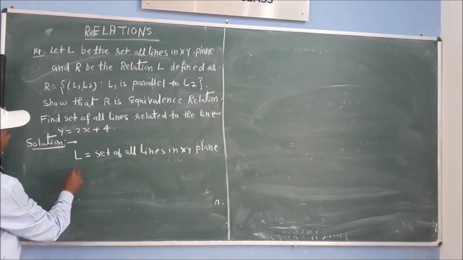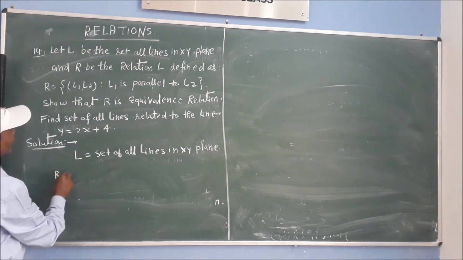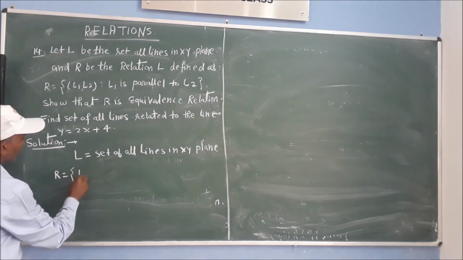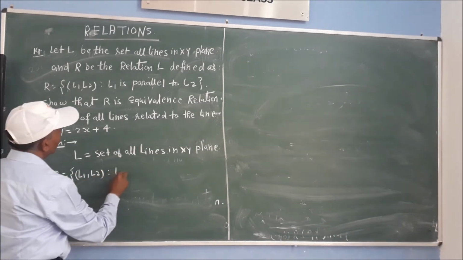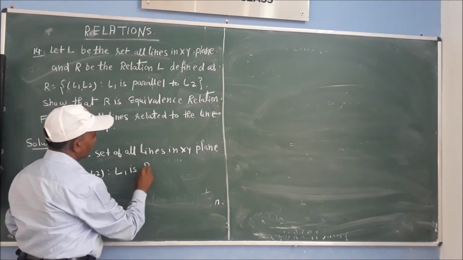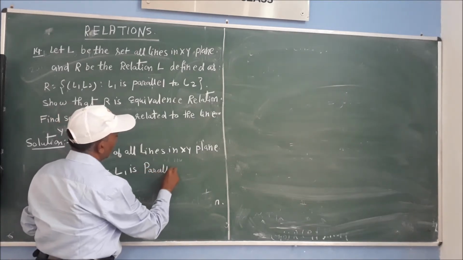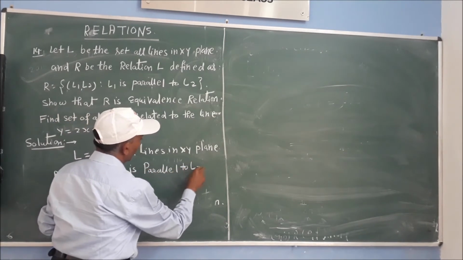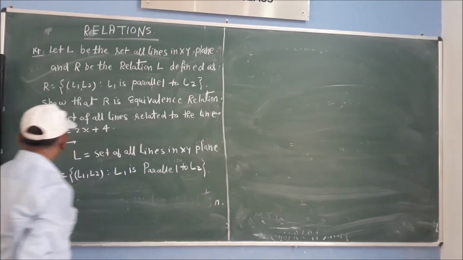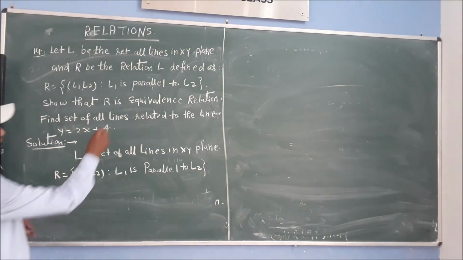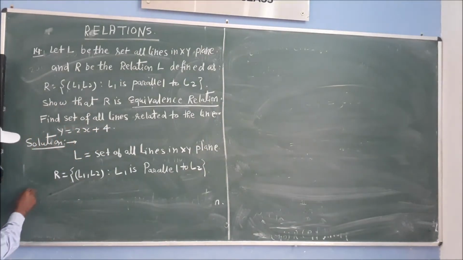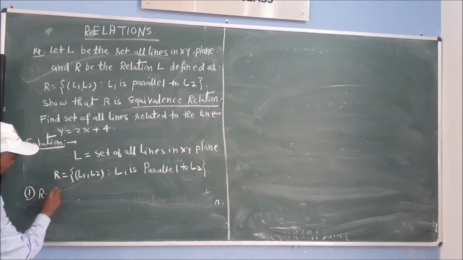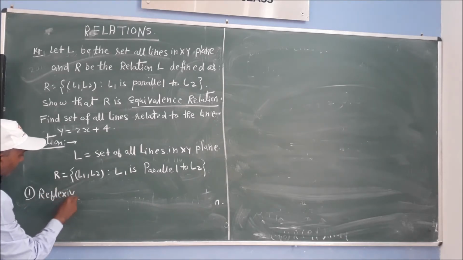And also given R is the relation, this is equal to (L1, L2) such that L1 is parallel to L2. Then we have to prove that this relation R is an equivalence relation. So first property is what? Reflexive. First is reflexive property.